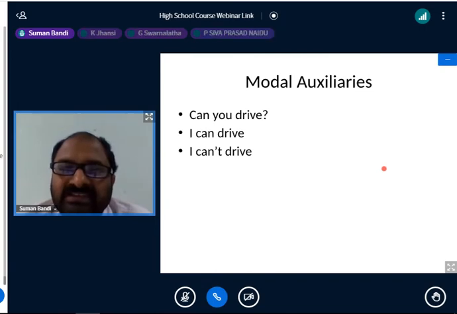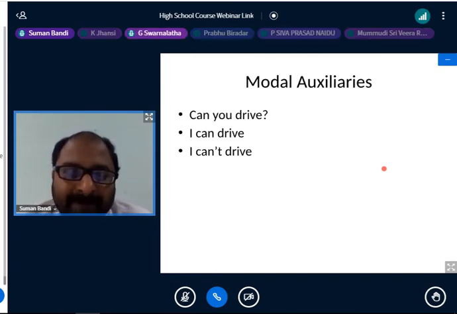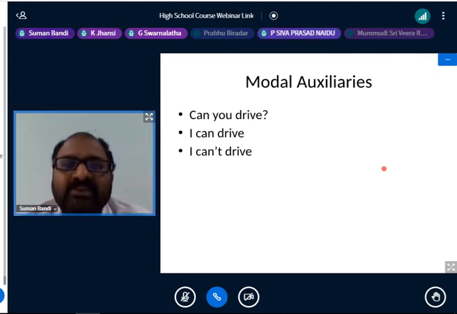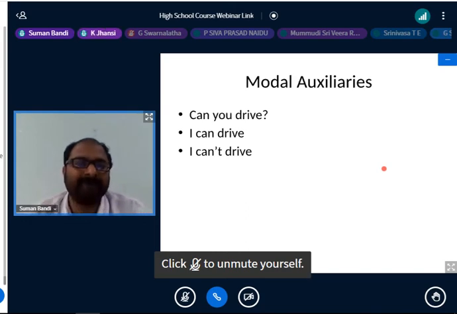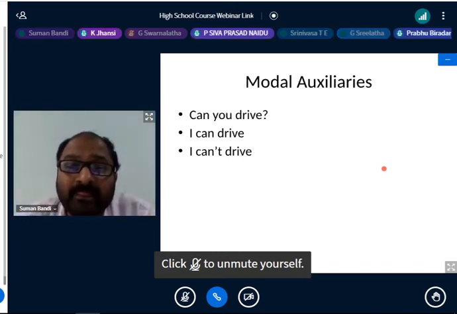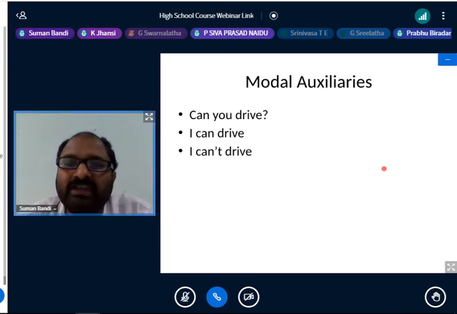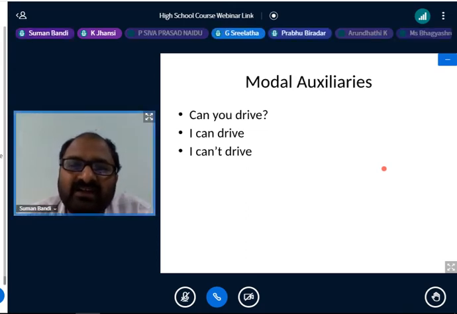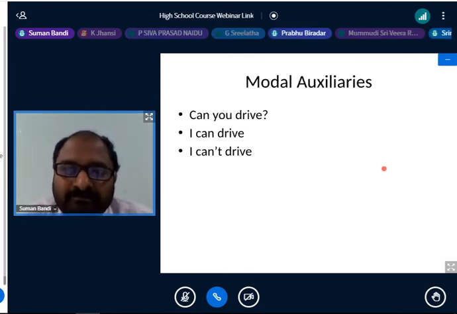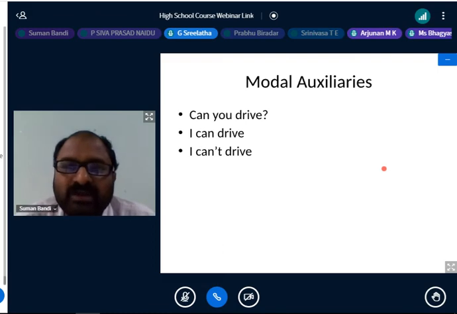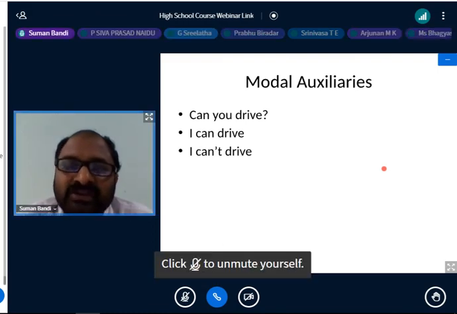Now, I'll change the question. Can you cook? Swarnalata, can you cook? I can cook, sir. I can cook. Okay. Shiva Prasad Naidu, can you cook? Sir, I can't cook, sir. You can't cook. Okay. Shrilata, can you swim? No, sir. I can't swim. You can't swim. Okay. Arjunan, can you swim? Yes, sir. I can swim.